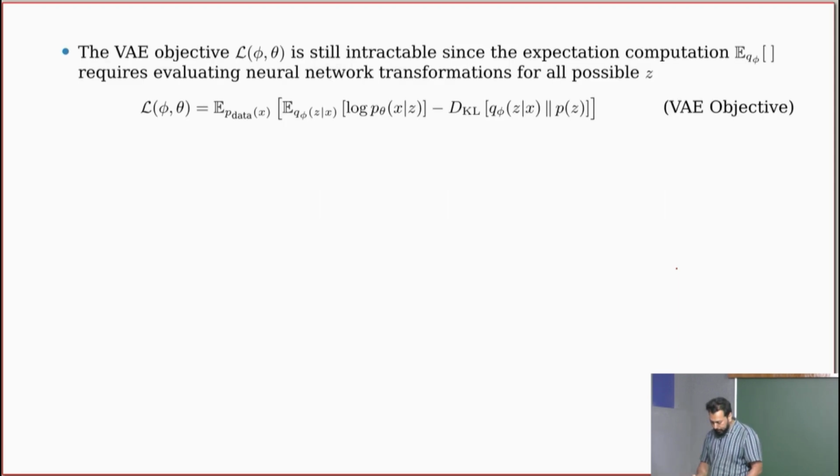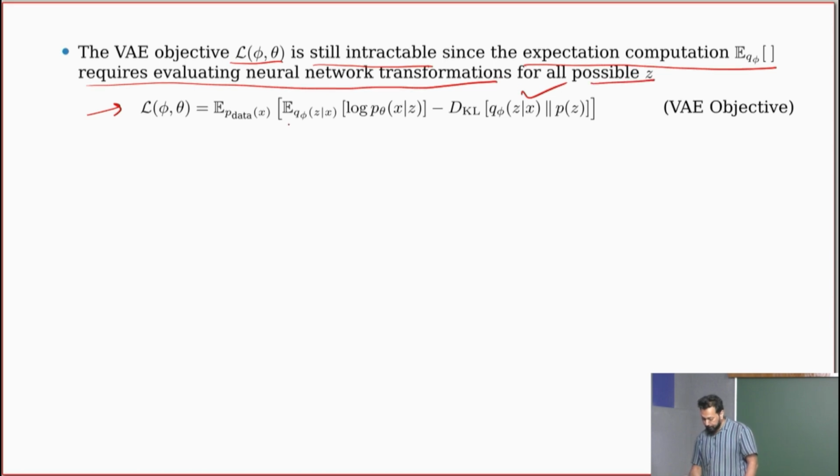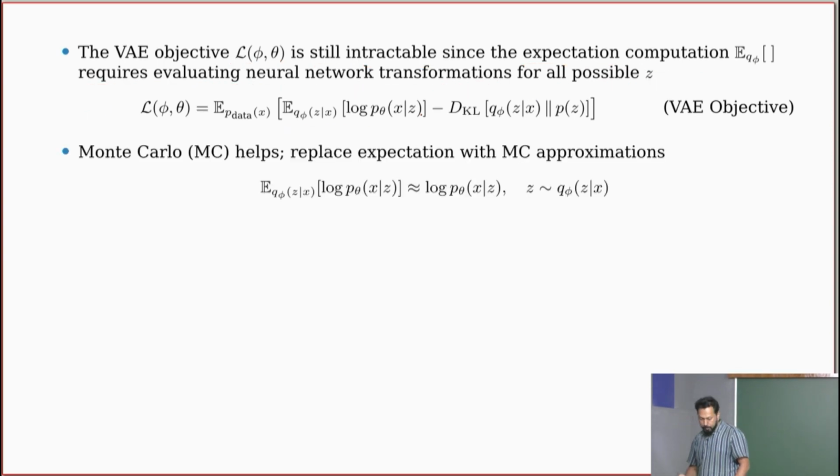Now, coming back to the loss, we are done with this guy because we have the expression. So this loss L is still intractable, since the expectation computation with E_q_phi, if you really think in terms of exact expectation, requires evaluating neural network transformations for all possible Z. That will be a bit tricky. So obviously we will approximate. Monte Carlo helps replace the expectation.